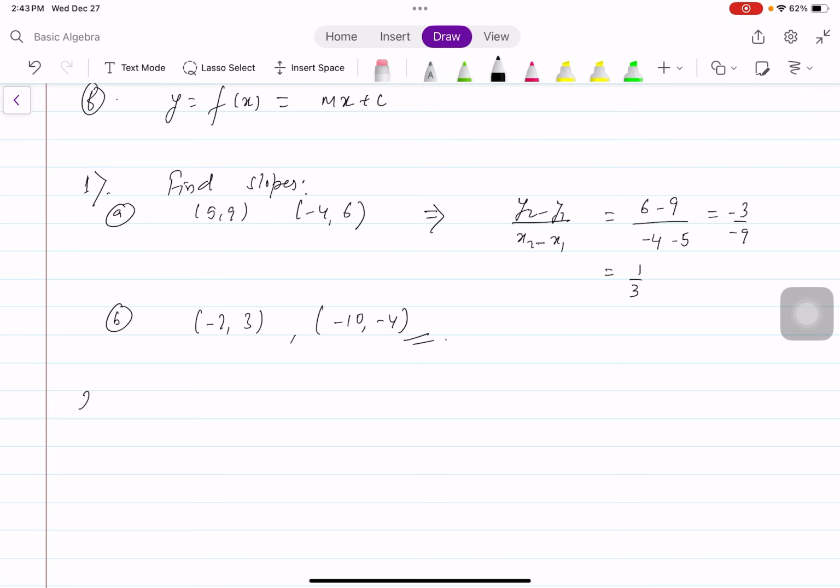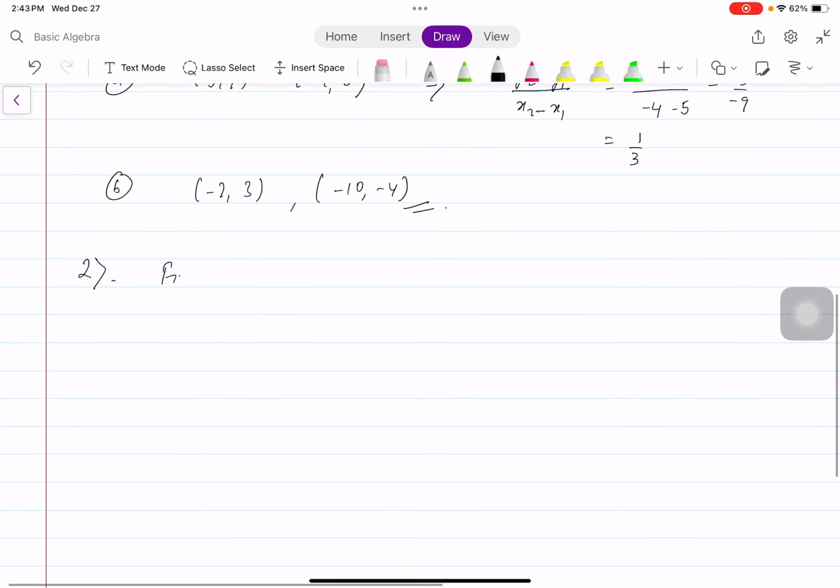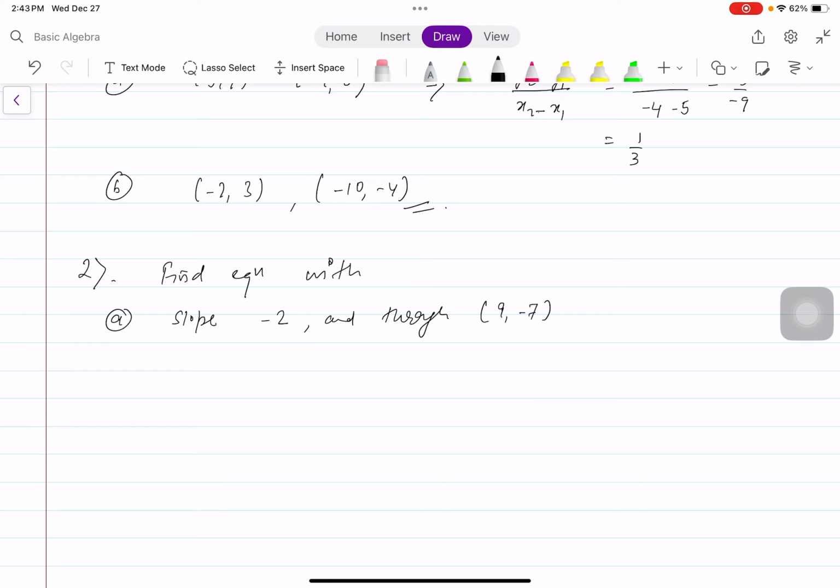Let's do another problem, number 2. Find the equation with number A, slope negative 2 and through 9 comma negative 7. So how to solve this problem? The slope is denoted by m, negative 2. Remember, last time we did not use this formula, but now since we know this formula, we don't have to use the method used last time.